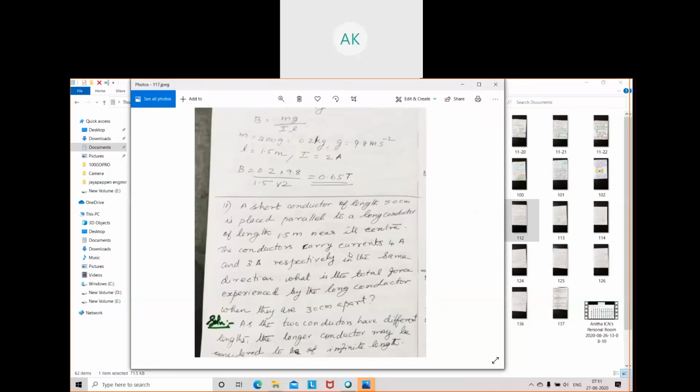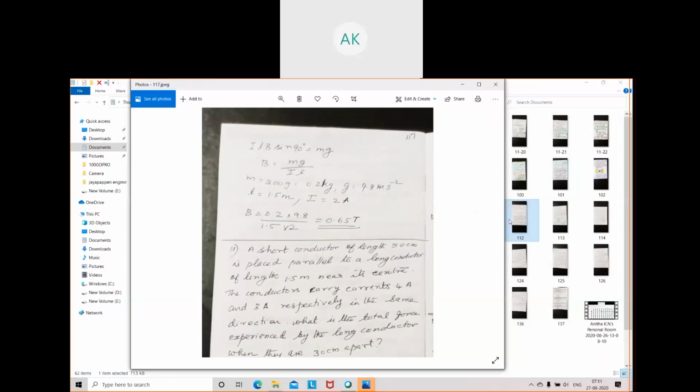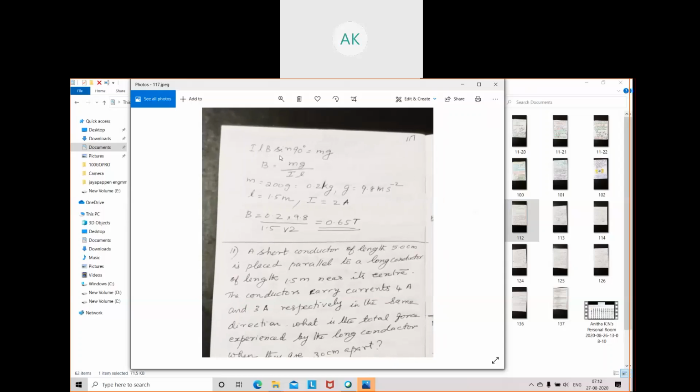Magnetic force is BIL sin theta, the force acting on a conductor. BIL sin theta is balancing the weight of the wire, mg. So BIL sin theta equals mg, and here theta equals 90 degrees. That means the angle between the magnetic field and the current is 90 degrees. So BIL sin theta is equal to mg. In that case only it can be suspended. So B is equal to mg by IL.